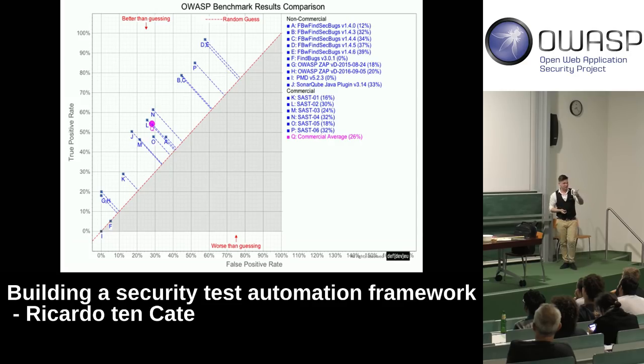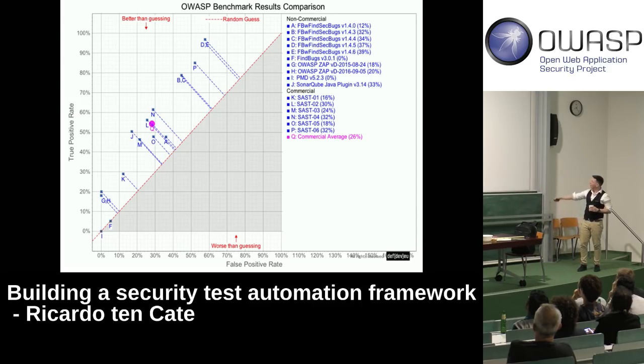It even got in such a worse state that when they brought out the benchmark project, a lot of vendors said, please do not put us on this list. And they called them like K-L-M-N-O-P-Q. Because as you can see, there are a lot of non-commercial tools actually scoring better than some commercial tools. Oh, that's interesting. And if you look at the new version of ZAP, that's H, that's right over there. And that's pretty nice with its true positive rate and false positive rate that you can work with.